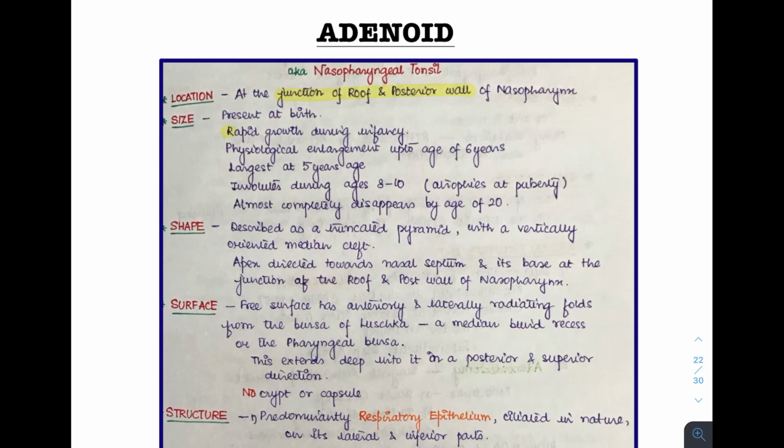It undergoes rapid growth during infancy. It starts physiologically enlarging up to the age of 6 years. The maximum size is seen at 5 years of age. Next, during the ages of 8 to 10 years, it starts involuting and it atrophies during puberty. Ultimately, it completely disappears by the age of 20.